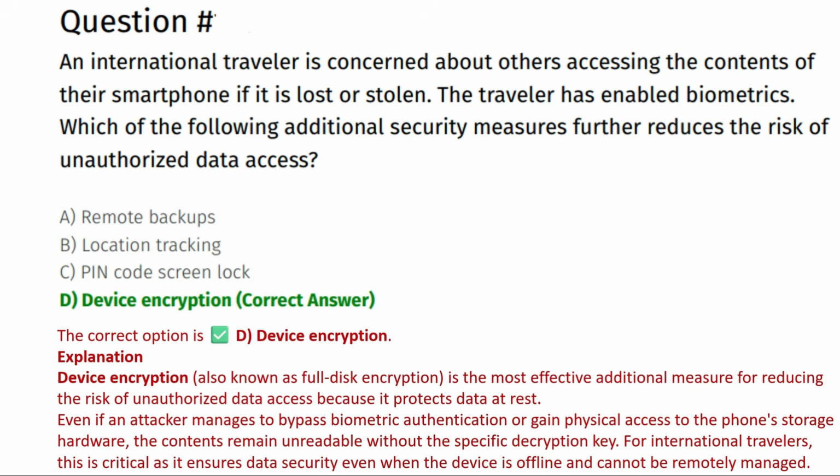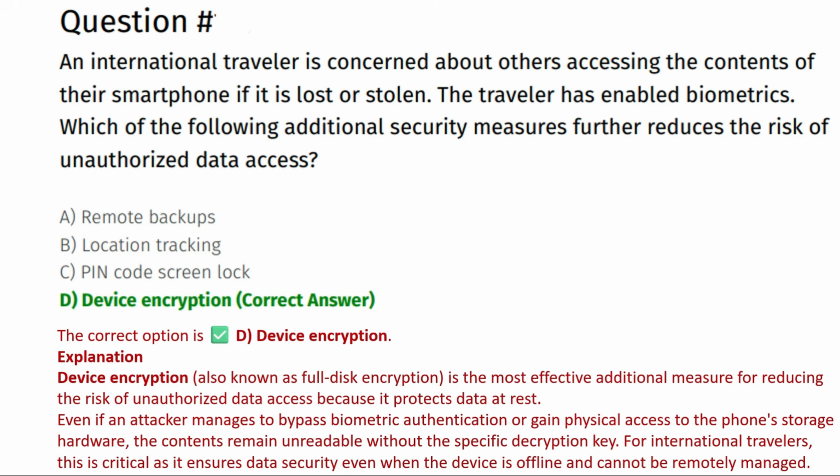And the next question is, an international traveler is concerned about others accessing the contents of their smartphone if it is lost or stolen. The traveler has enabled biometrics. Each of the following additional security measures further reduces the risk of unauthorized data access. Option A, remote backups. Option B, location tracking. Option C, PIN code screen lock. Option D, device encryption. And the correct answer for this question is option D, device encryption. So let's check the explanation.